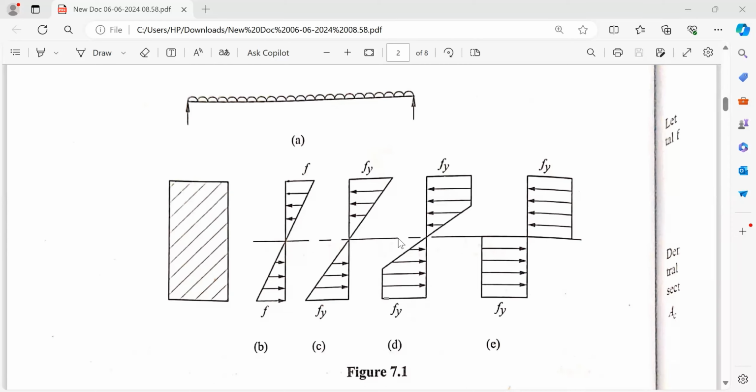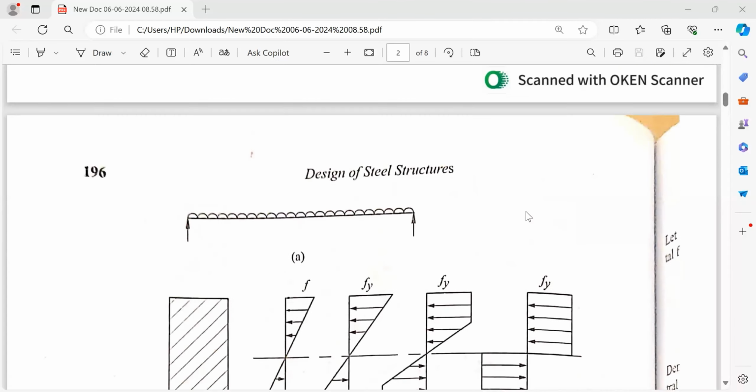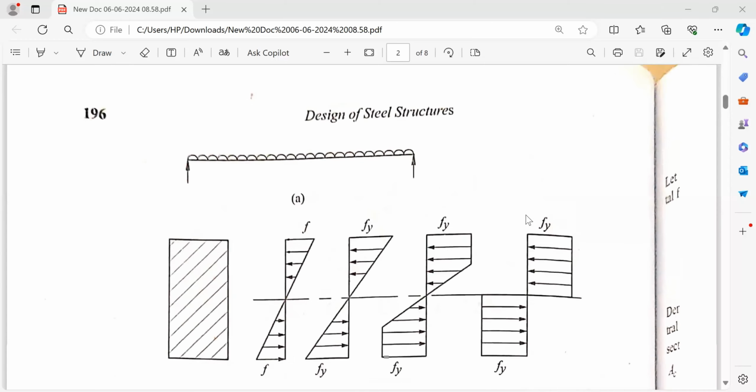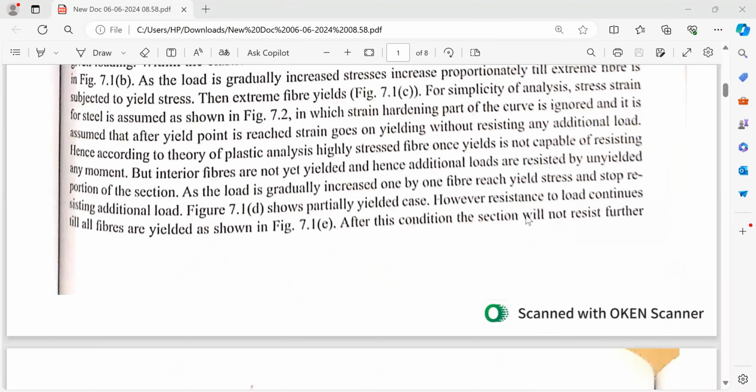If you further increase the load, all the fibers will have yield stress Fy. So this is the stress diagram at the plastic stage. That is, the entire section has reached the plastic stage. That is, the whole cross section has yielded. Yielded means attaining the stress of Fy for the entire section. So that will act as a plastic hinge that permits rotation without increasing the load.